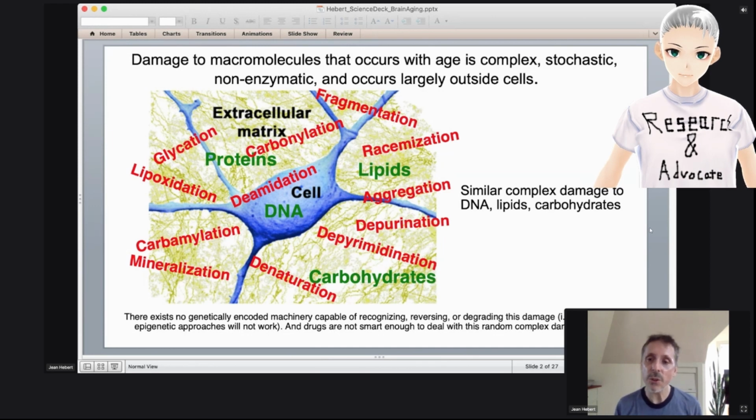So examples are shown here on this slide, just for proteins. There's also carbohydrates and DNA that accumulate complex damage. And so there's no way, at least for the extracellular protein damage, that the cell can repair that. And without that environment, the cell behaves as an old cell, even if it's young.